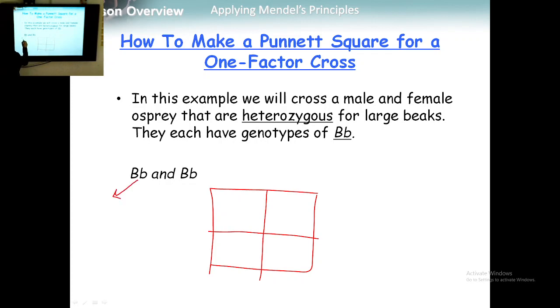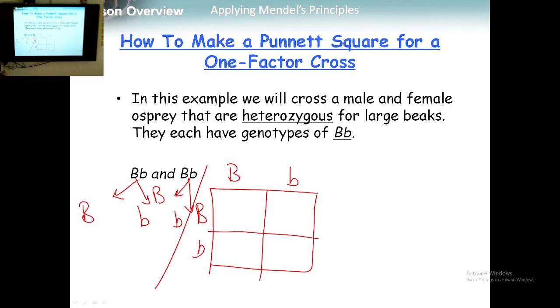For this parent, the segregation will give me B capital, B small. So we will add the B capital here and B small here. For the other parent, the same, B capital, B small. We will add the B capital here and B small here. Okay, let's do the mating. B capital from this side and B capital from this side give me B capital, B capital; then B capital, B small; B capital, B small; and B small, B small. This is the one factor cross.